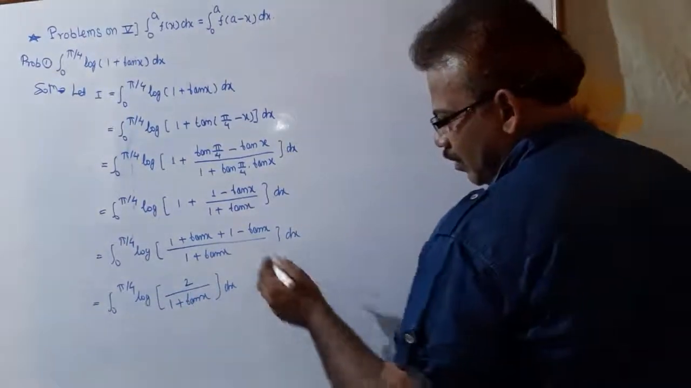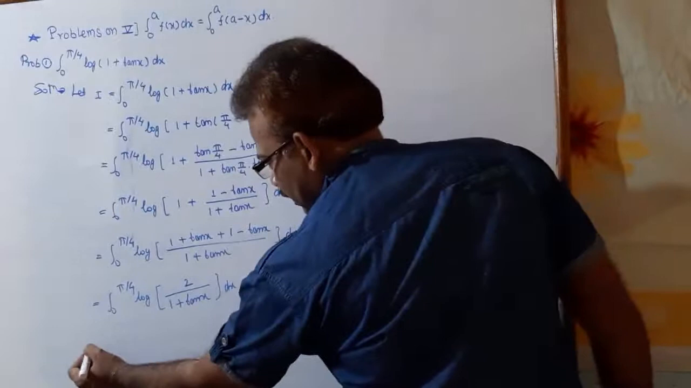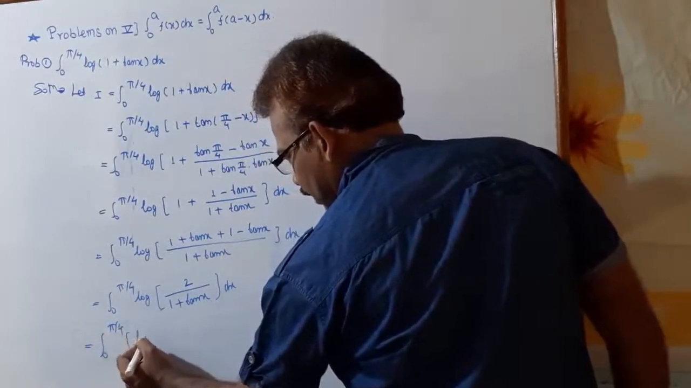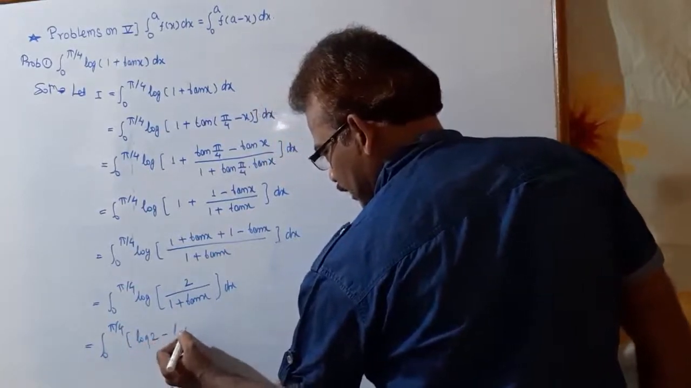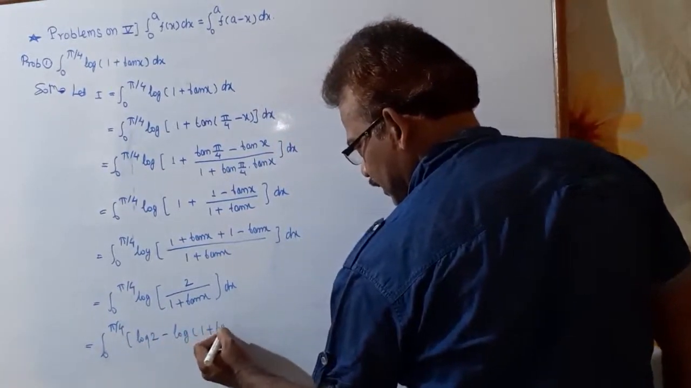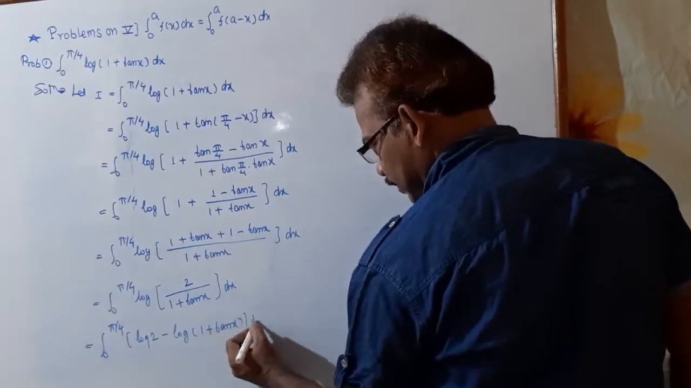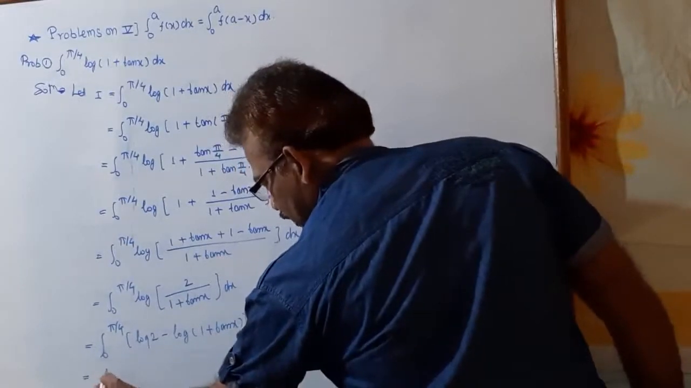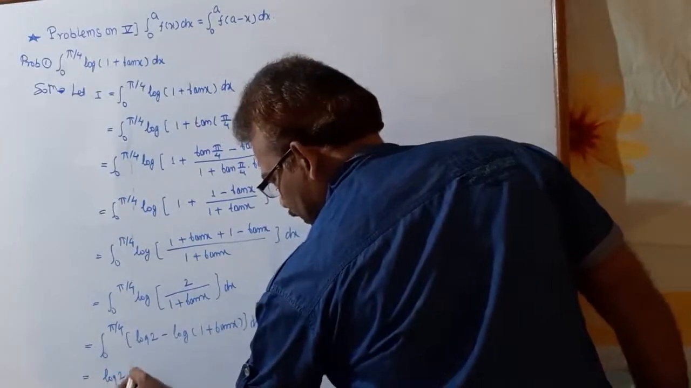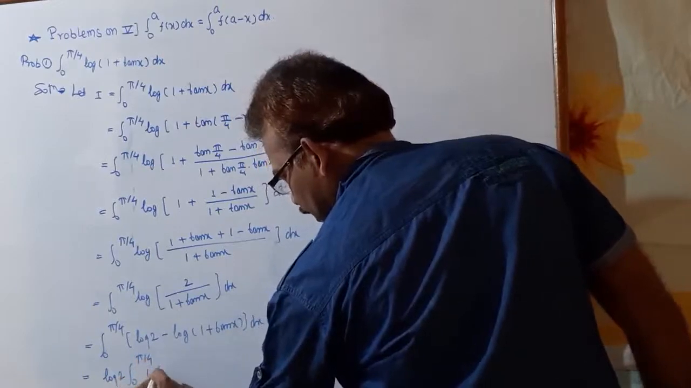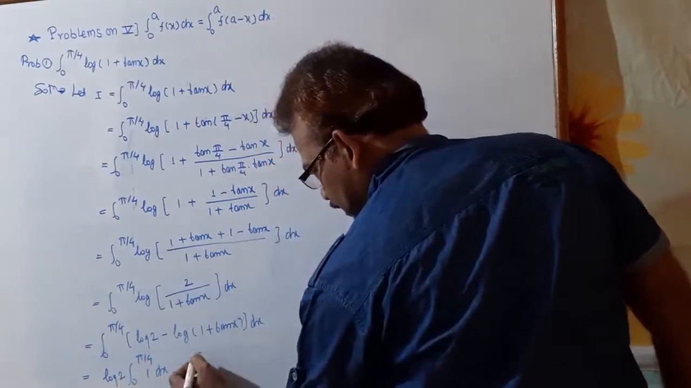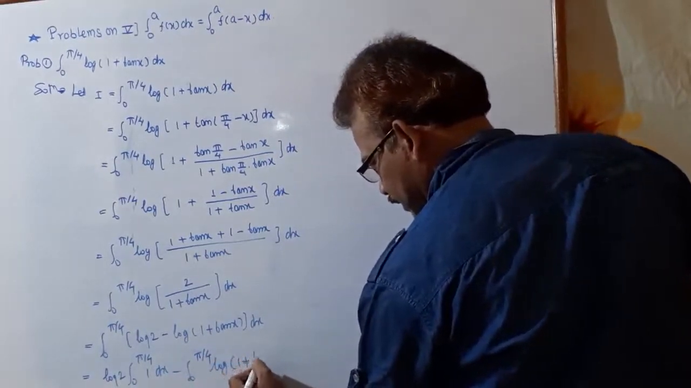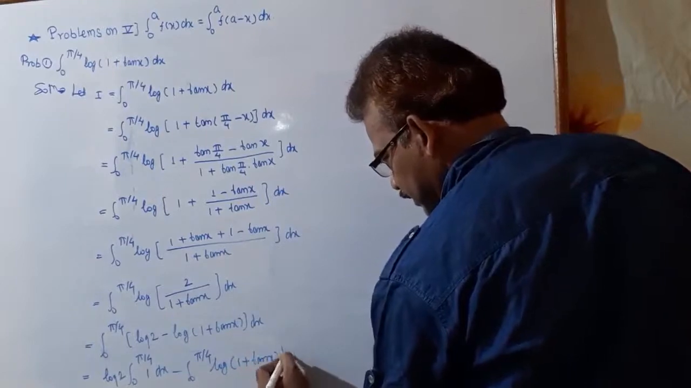Then we apply the property log a upon b is equal to log a minus log b. So integration from 0 to pi by 4 in bracket, here log a means log 2, minus log b means 1 plus tan x dx. Then take the integration separately. For the first term, log 2 is a constant, take it outside: log 2 integration 0 to pi by 4 1 dx, minus integration 0 to pi by 4, the second term, log 1 plus tan x dx.